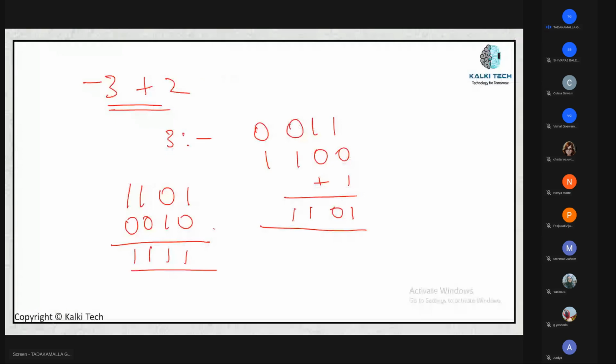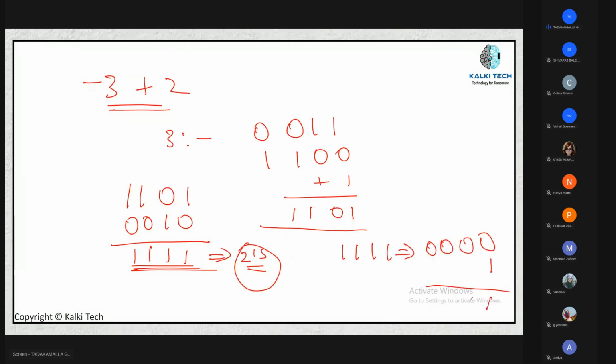No. So if we are not getting any carry, we should perform 2's complement on this particular result, and it is a negative number. It indicates it's a negative number. So 1111, the complement is 0000, and we should add 1 to get the 2's complement, that is 1000. So our final answer is minus 1. Is it clear for everyone?